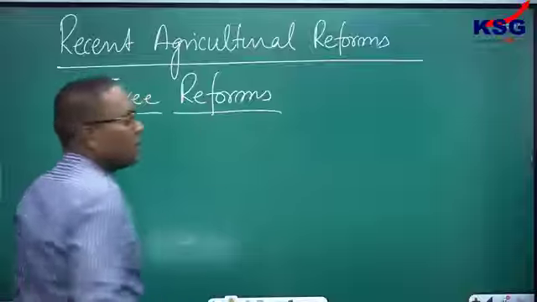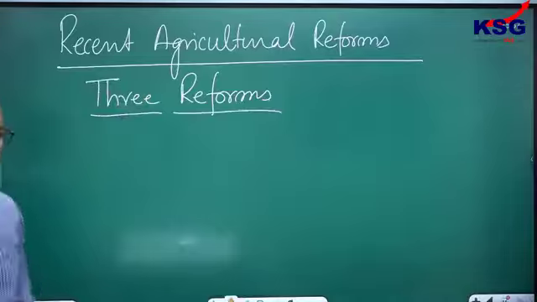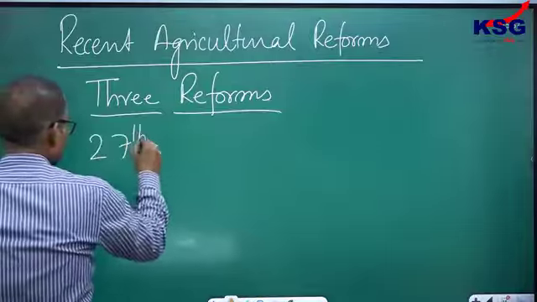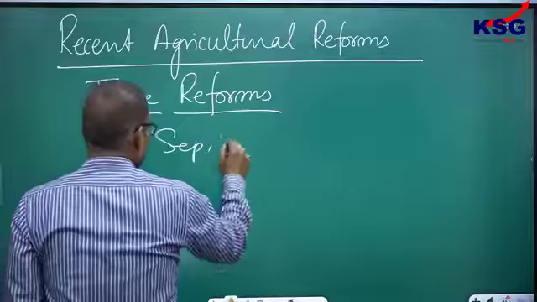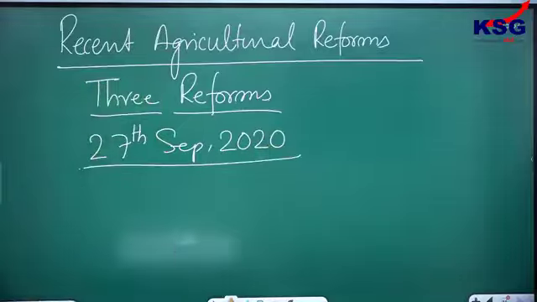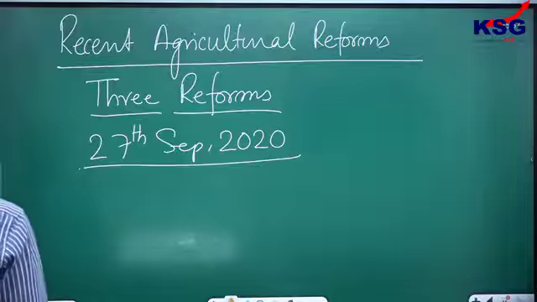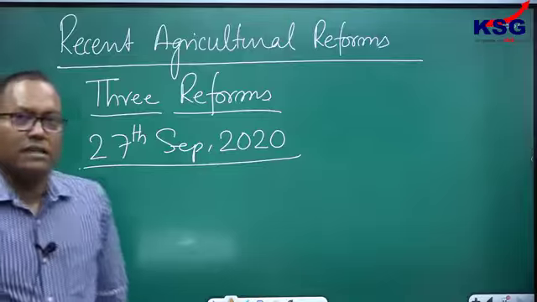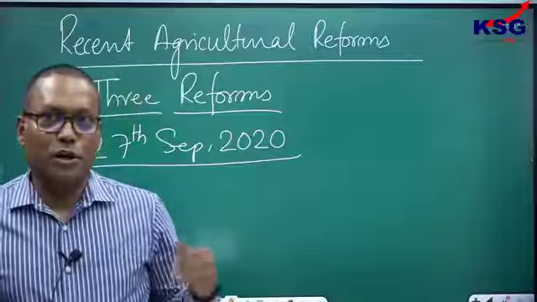So, three reforms. On 27th September 2020, the President of India gave consent for three agriculture reforms. You really want to understand these three reforms that the government announced and the President signed on 27th September 2020. If you go and read, you can understand them well now, because we have discussed the starting point with you.